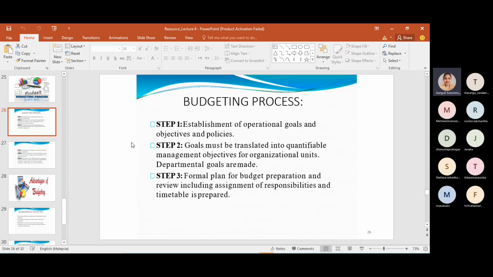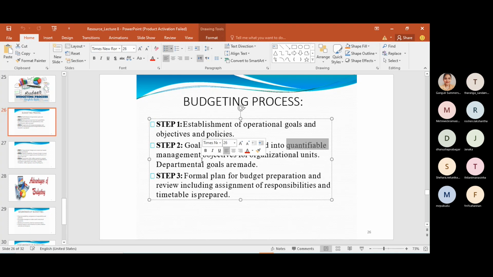And step number 2. Once you establish your goals, objectives, and policies, the next thing you need to do is translate these goals and objectives into quantifiable objectives. Quantifiable objectives means objectives that you can quantify. You convert these goals and objectives into numbers that you can quantify. That is what happens in step 2: the conversion of goals and objectives into numbers, into quantifiable objectives.